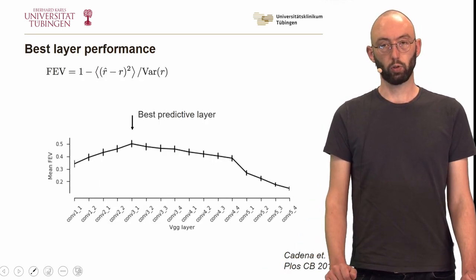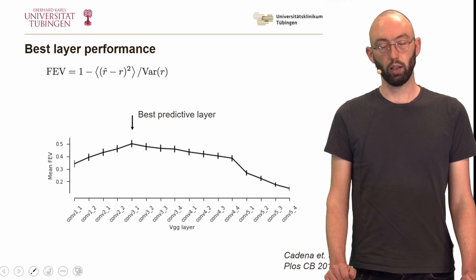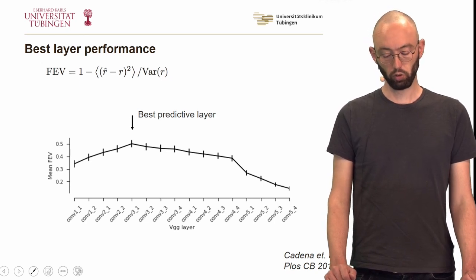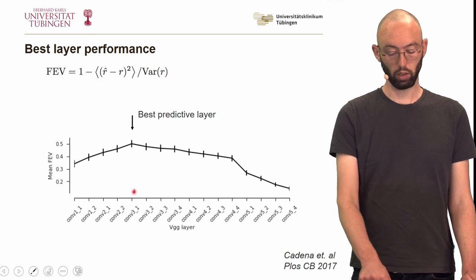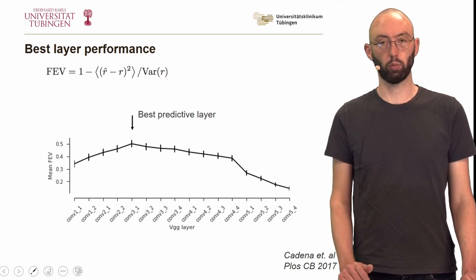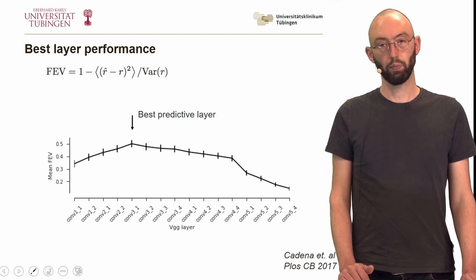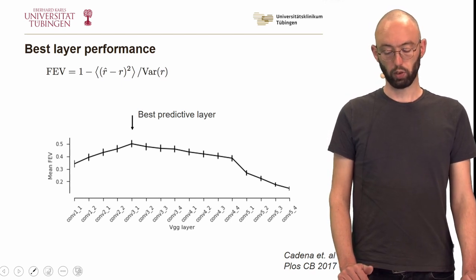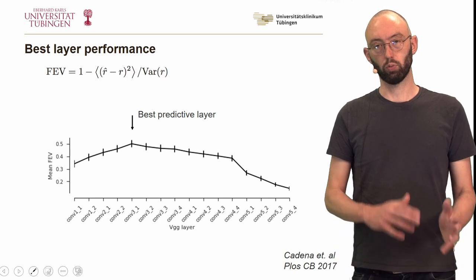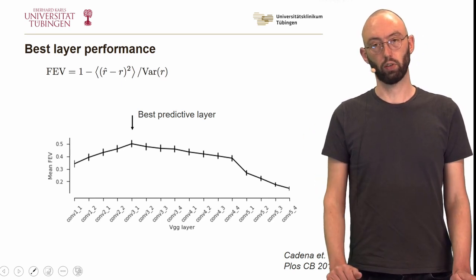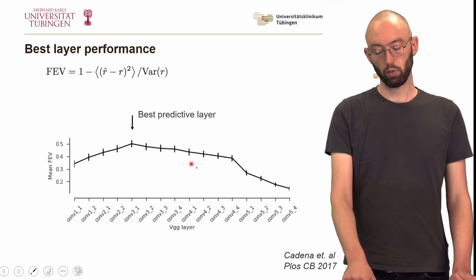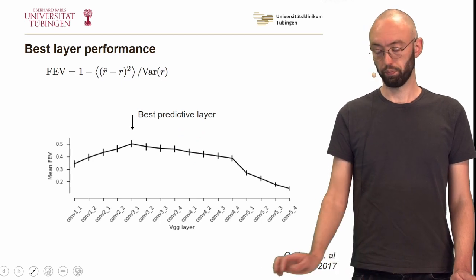In this case, one can of course try to select the optimal layer for prediction. And here it was somewhere in the middle. That kind of makes sense because the data that was modeled came from early visual cortex. And one could expect, for example, that if one went to higher object recognition cortices, such as IT, then maybe this best layer would be somewhere up here.